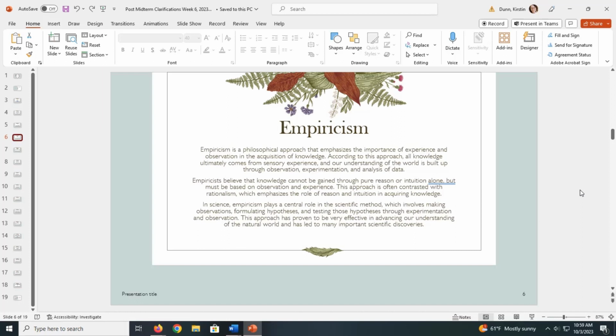In science, empiricism plays a central role in the scientific method, which involves making observations, formulating hypotheses, and testing those hypotheses through experimentation and observation. This approach has proven to be very effective in advancing our understanding of the natural world and has led to many important scientific discoveries.